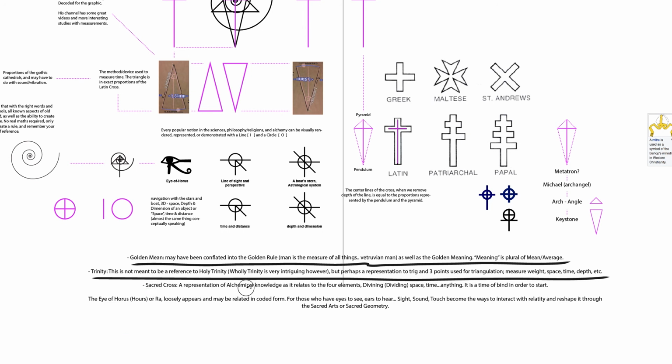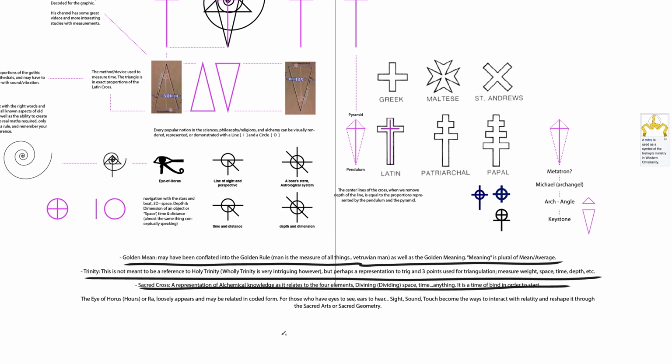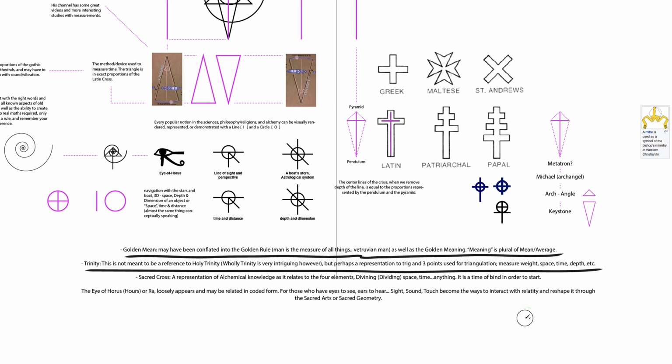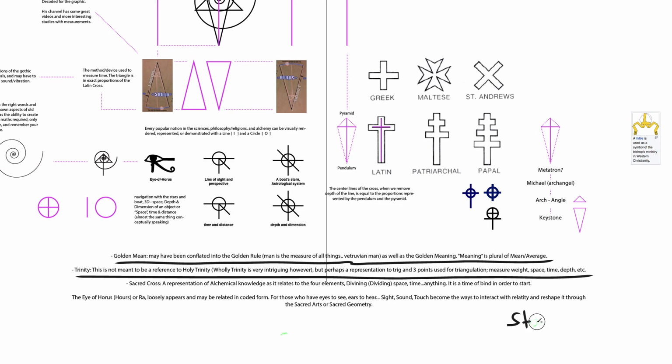The sacred cross is a representation of alchemical knowledge as it relates to the 4 elements: divining space, time, anything. It is a bind in order to give you the ability to start. And I think I've referenced this before, I referenced it in tweets, I believe: star and start using our T's.